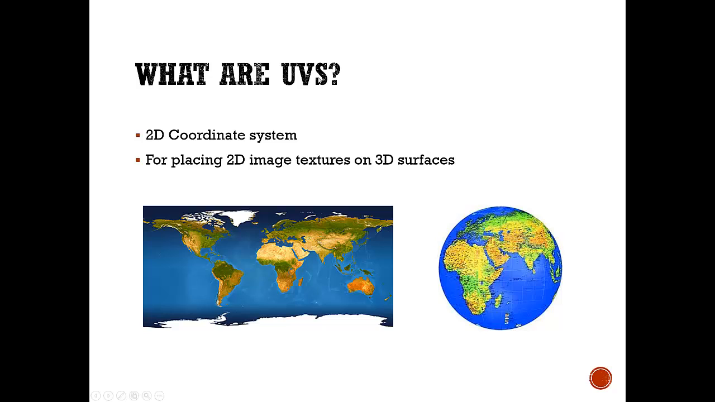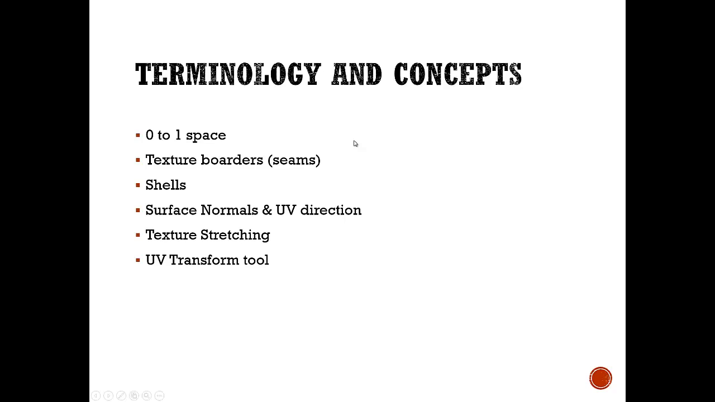In addition to what are UVs, there's some additional terminology, lingo that you need to know in order to help you get started. Here's a starting point: the 0 to 1 space, texture borders, what are shells, surface normals and UV direction, texture stretching, and the UV transform tool. Let's go through all of those, and that'll lay a foundation for getting started with the UVing process. When I describe those terms while I'm doing the UV process, it'll all make sense.